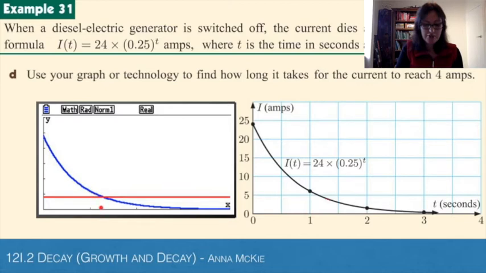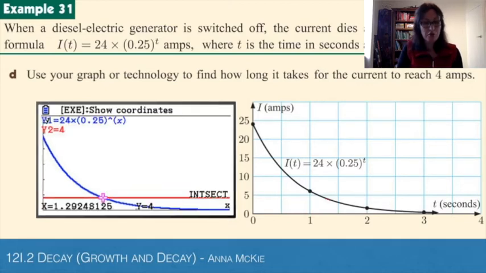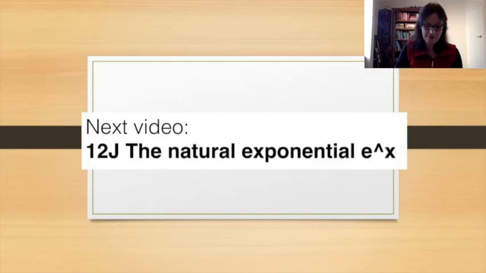And what we're doing here is finding the intersection with y equal to 4. And using your calculators, you would now write in a sentence, you go back and read the question, find how long it takes. It takes 1.29 seconds for the current to reach 4 amps. I'll leave you to write that in a sentence.